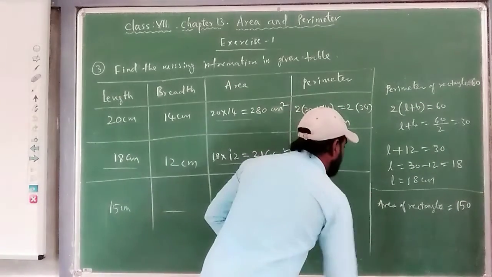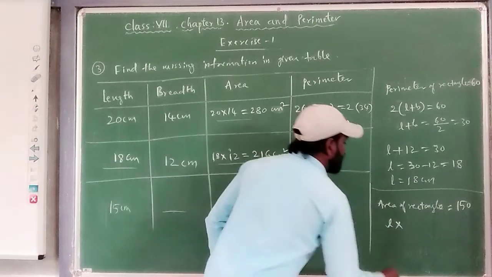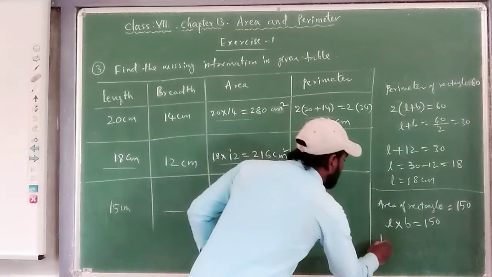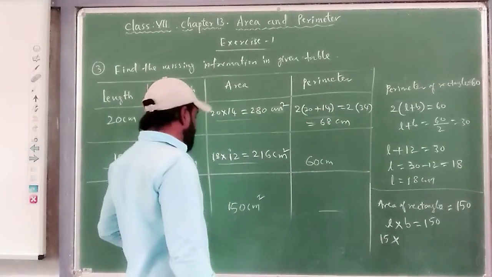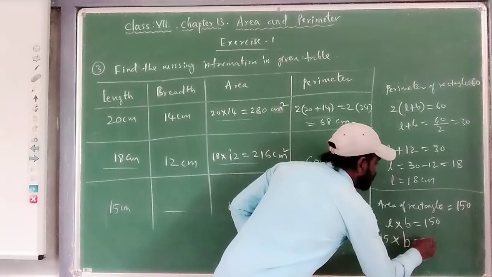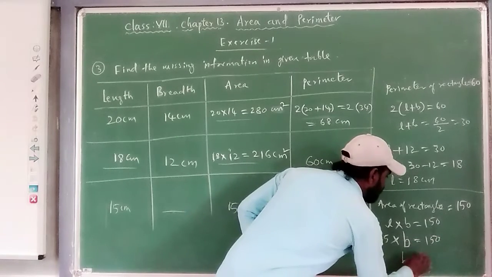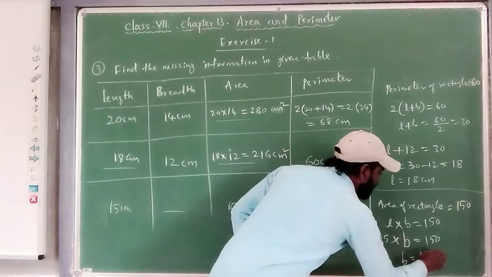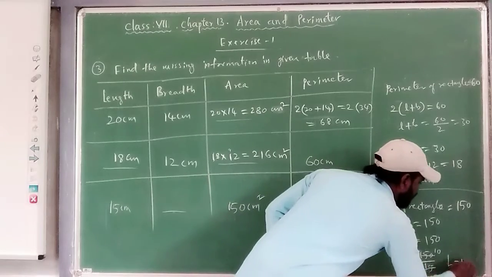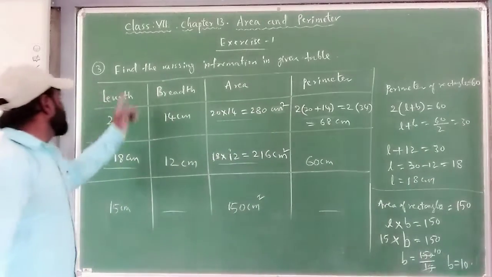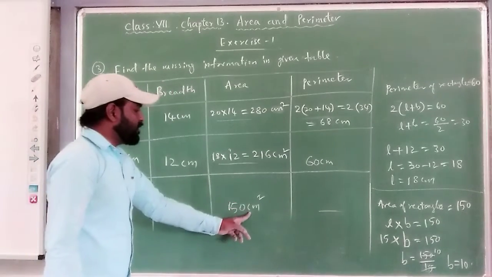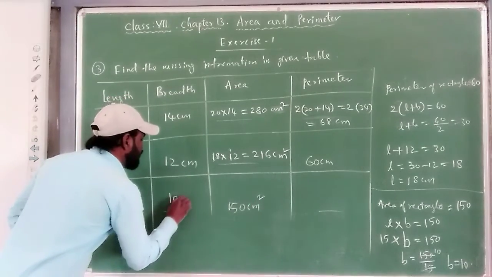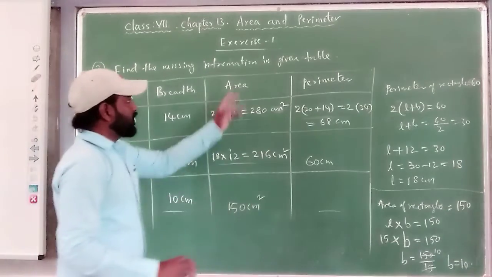So length is how much? 15 centimeters. But we know the formula, length into breadth, for finding the area. Length is 15 centimeters. Breadth we do not know. We have to find it, keep it as B as it is. So 15 into B is equal to 150. Now B is equal to 150 by 15. This 15, when it goes to the other side, it will become the denominator. 15 ones are 15, 15 tens are 150. So breadth is equal to how much? 10 centimeters. So the rectangle whose area is 150 centimeters square and whose length is 15 centimeters, its breadth will be 10 centimeters.